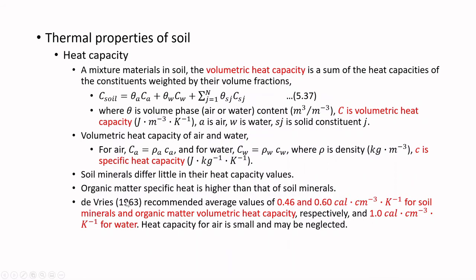De Vries in 1963 recommended an average value of 0.46 calorie per centimeter cube per Kelvin for mineral soil, 0.6 for organic material volumetric heat capacity, and 1.0 for water. So the heat capacity for air is much smaller and may be neglected. So water you have 1.0, mineral you have 0.46, and for organic material you have 0.6 volumetric heat capacity.